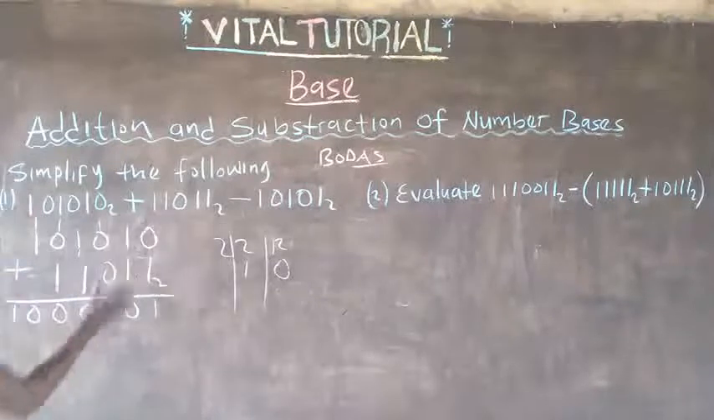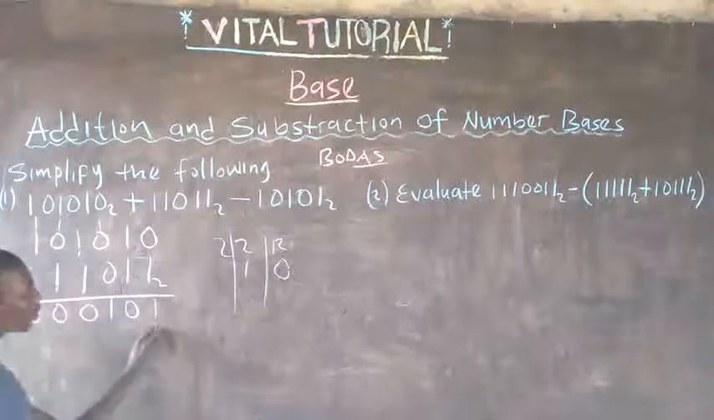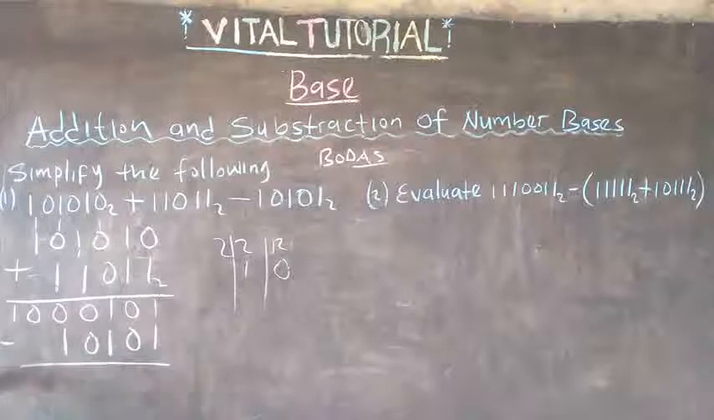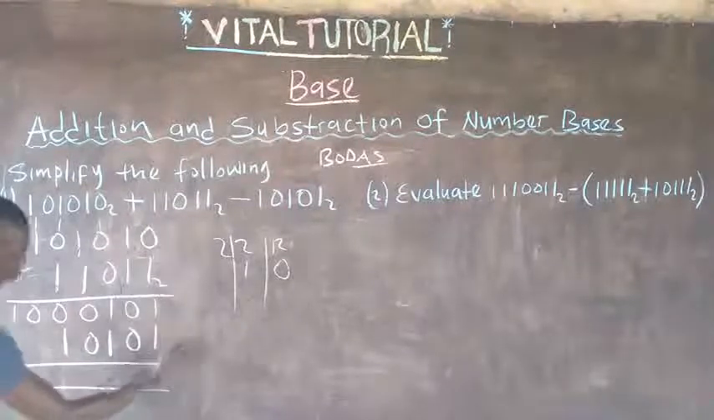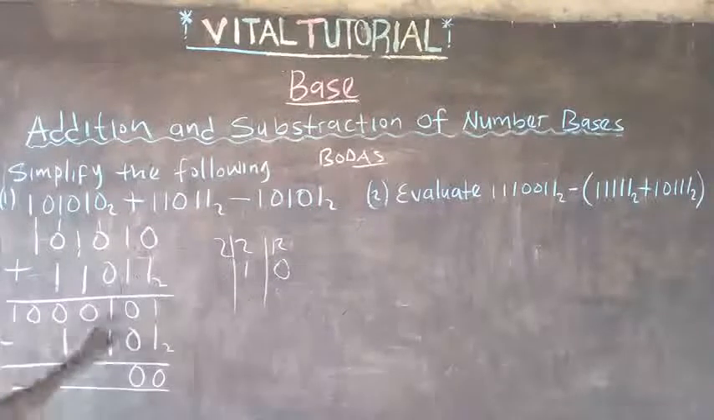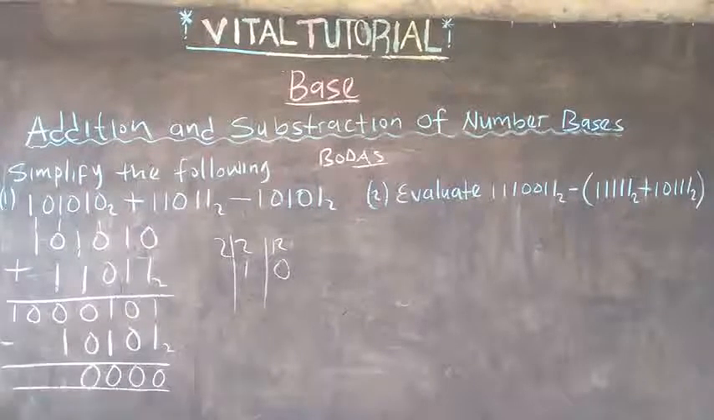When you add this together, it is this. Then you now subtract this. So this is 10101 minus. Don't forget that this is base 2. 1 minus 1 is 0. 0 minus 0 is 0. 1 minus 1 is 0. 0 minus 0 is 0.